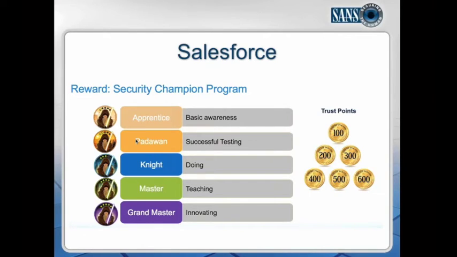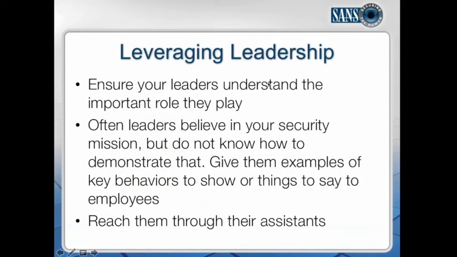But here is another way we can use awareness. You'll notice a lot of these ideas I'm coming up with, it's not so much just communication, but how to use others to help you communicate, how to amplify your awareness program.